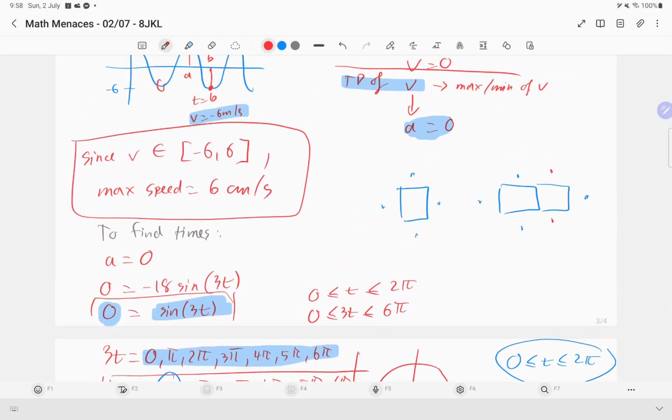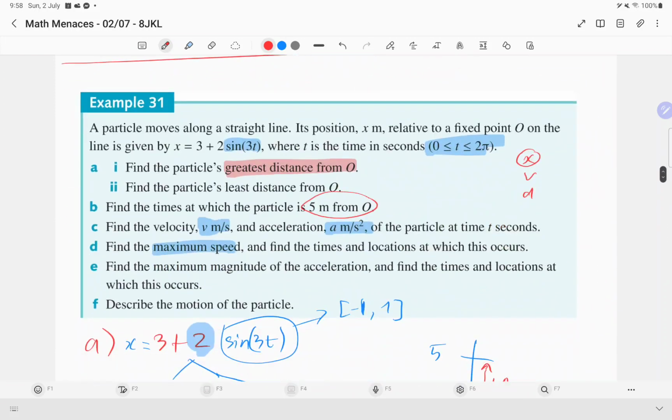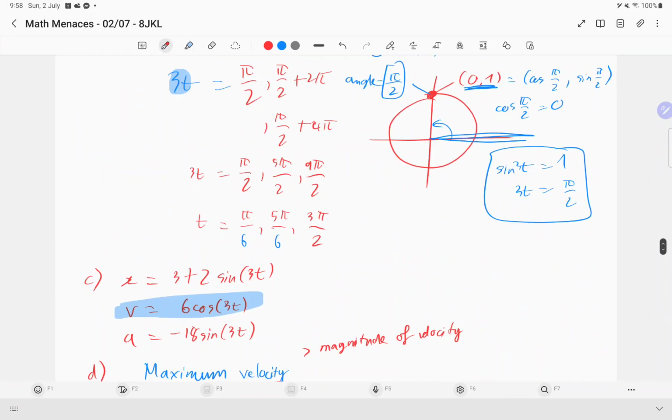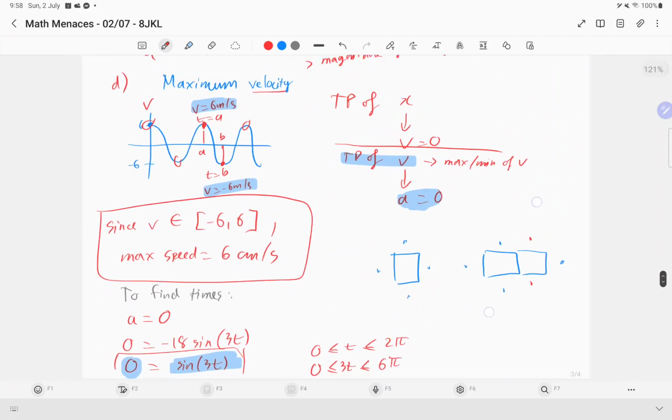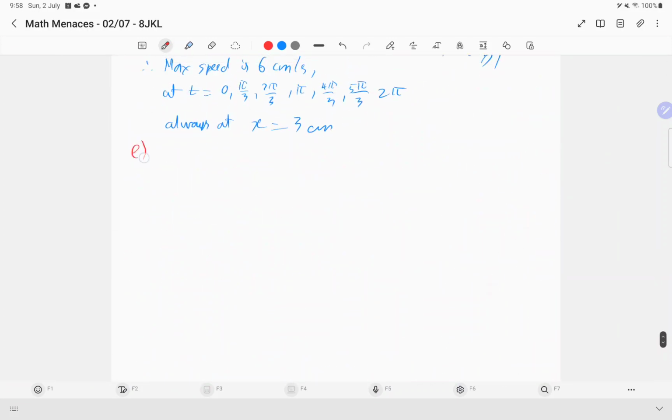Wait, that's E. Oh, I skipped E. Okay, you're right, there's still E. Question E: find the maximum magnitude of the acceleration and then the times and locations at which this occurs. Same thing. Maximum magnitude of the acceleration. So for this one, I'll start question E here.